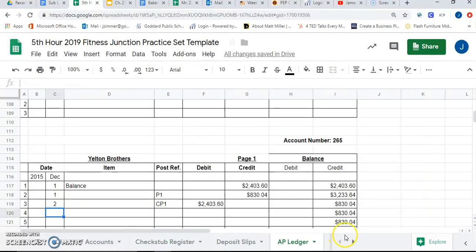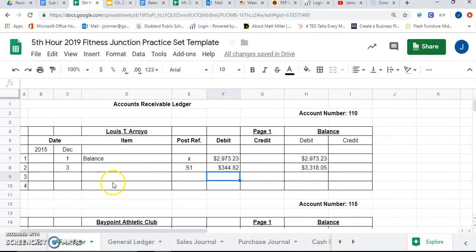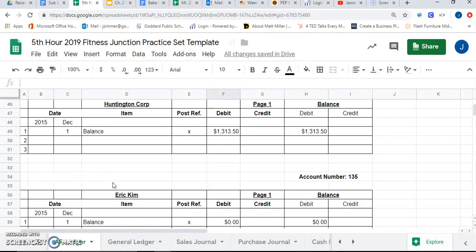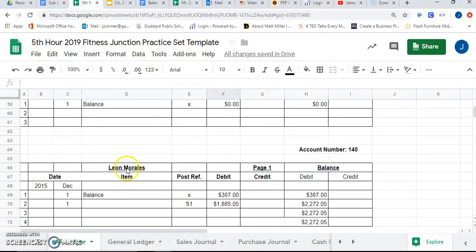After deposit slips, you have two different subsidiary ledgers. You have an AR ledger for accounts receivable accounts, and you have an AP ledger right here for accounts payable accounts. Those are postings that'll occur as you go through. The only people you can post to are the people in these accounts. There's none that you're going to add. So if you aren't sure who you're supposed to be posting to, you can always come over here and look at these accounts and see who you actually have available.